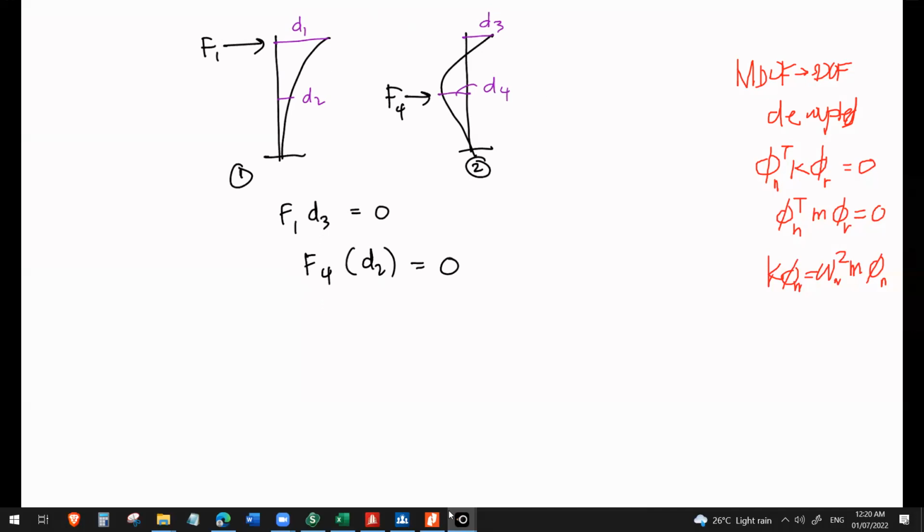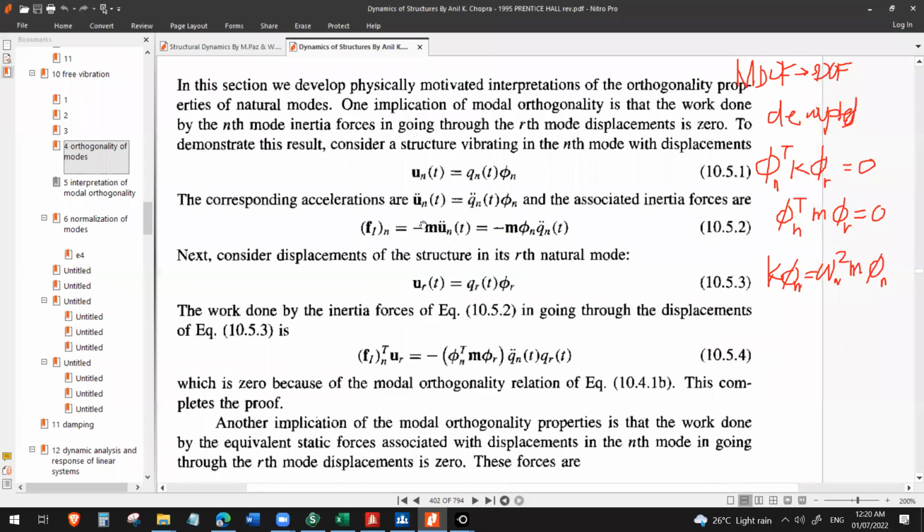So balik tayo dito. Corresponding acceleration, so the associated inertia force, di ba? Force is mass times acceleration. So mass times the acceleration, since we know that the formula of acceleration is m phi n q n double dot of t. Okay. Next, consider the displacement of the structure in its rth natural mode.